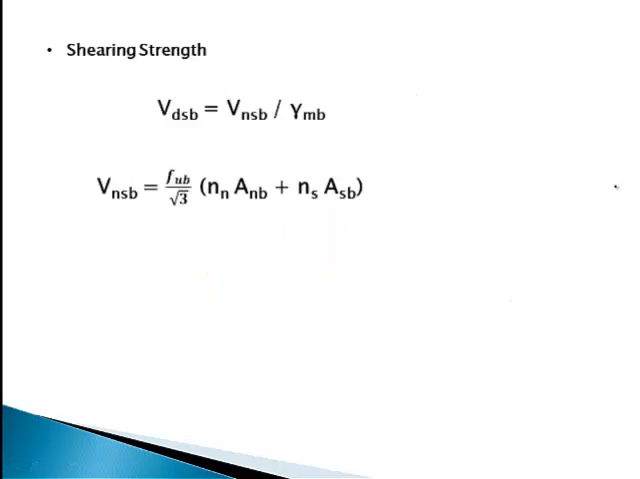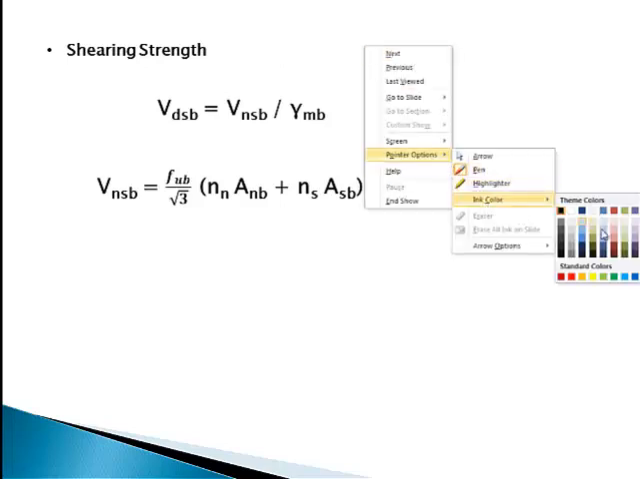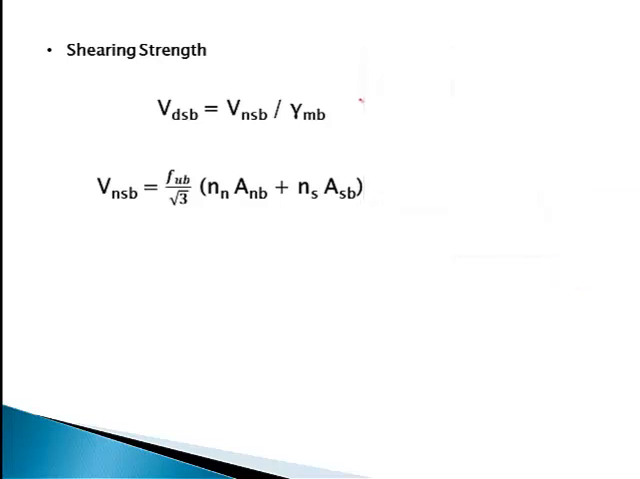It's the shearing strength. Okay, now shearing strength of bolt. Similarly, amar rivet ar nisina shearing strength aro ki thakibo amar bearing strength. Okay, so first we will see the shearing strength. It's given as Vnsb by gamma mb. Clause 10.3.3, page 75 of IS 800. ঠিক আছে, তো Vdsb is given as Vnsb by gamma mb. You can see again Vnsb is given as fub by root 3, nn Anb, ns Asb.